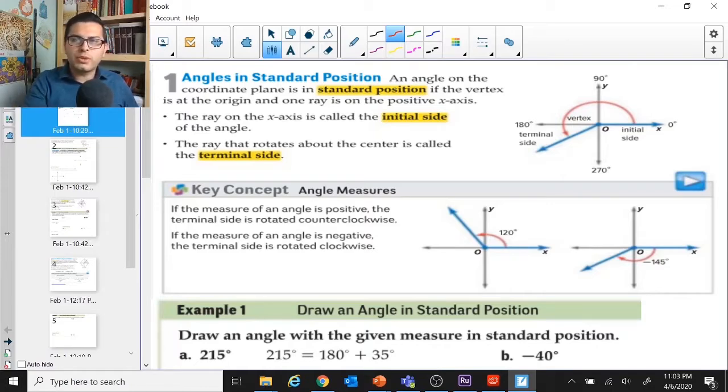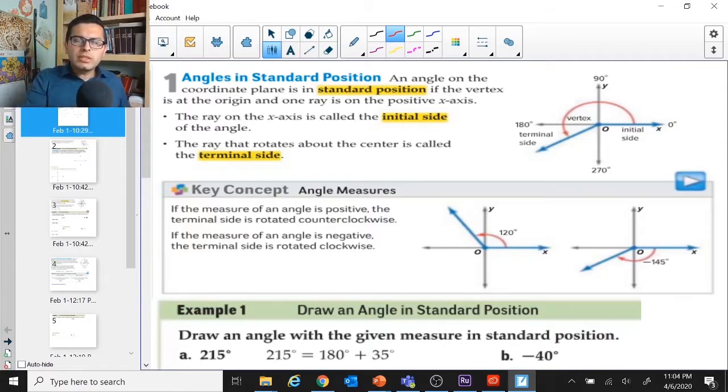Now, another important thing is that you're going to see this red line that comes off of the first line and ends at the terminal side. Why is that so important? Well, the reason why it's so important is because of this next little box here. We're actually able to have two different types of angles. We can have a positive angle and we can also have a negative angle. And what is the difference between these two?